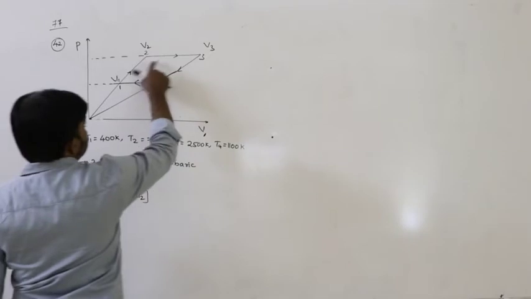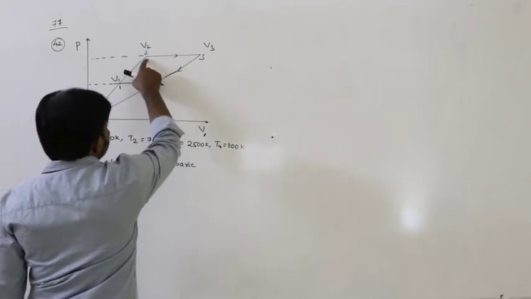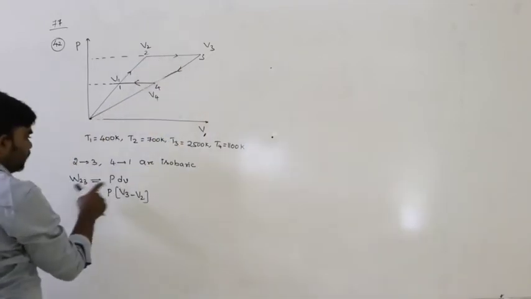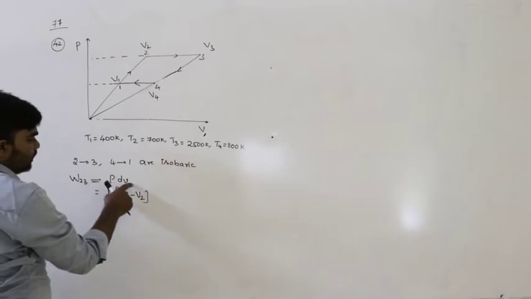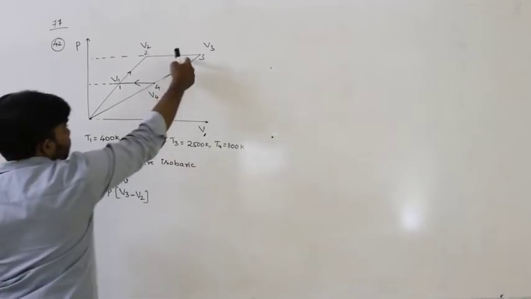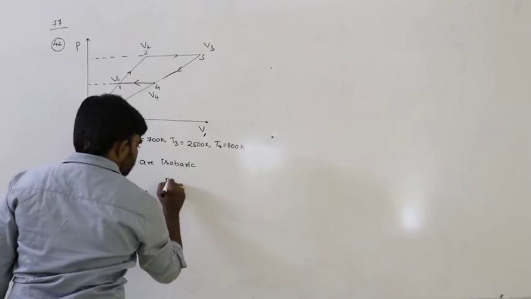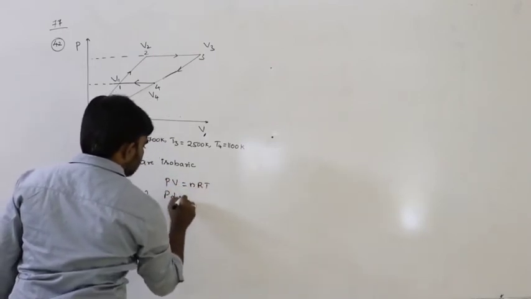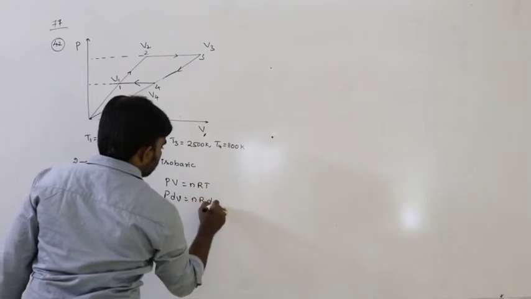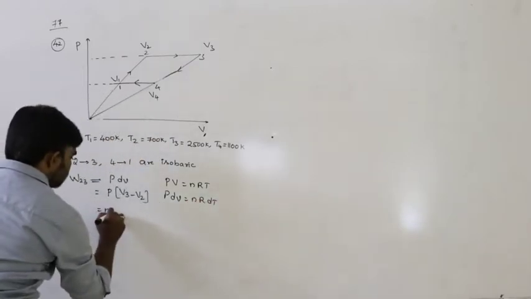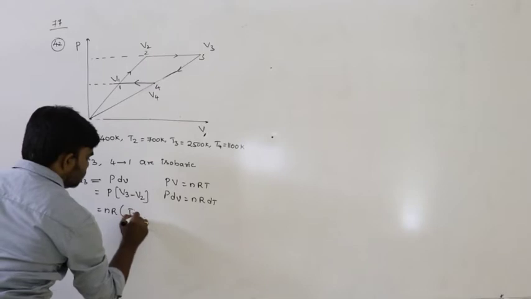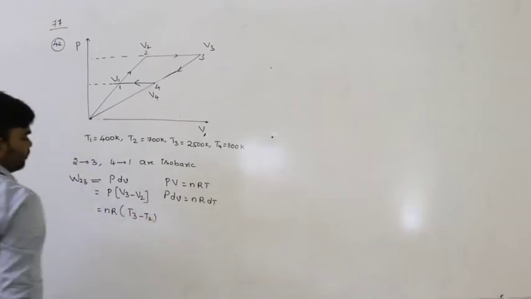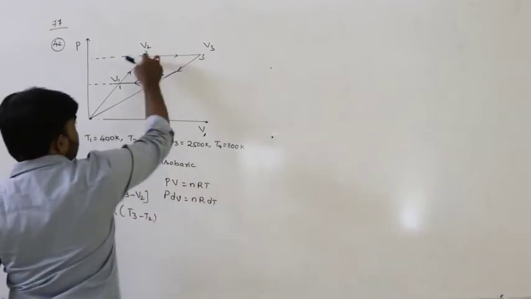In the first case 2 to 3, how can you calculate the work done from 2 to 3? The work done formula is P dV. P into dV is V3 minus V2. But we know PV is equal to nRT. Then PdV can be written as nRdT. So that means nR into dT is T3 minus T2.